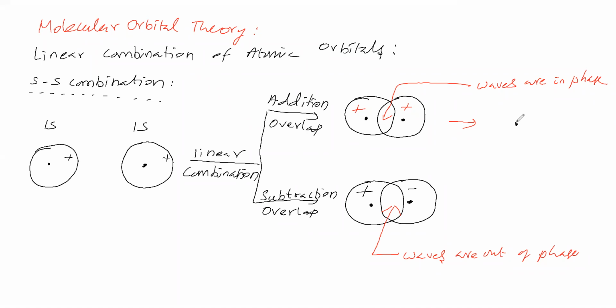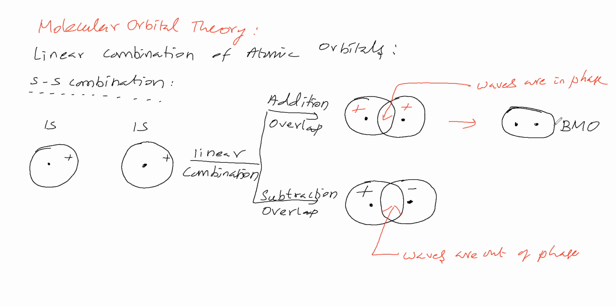Here is the nucleus of one atom, and here the nucleus of another atom. The overlapping part is constructed, therefore a molecular orbital is formed. Here these two atomic orbitals overlap constructively, and this leads to bonding. Therefore, we can call this a bonding molecular orbital.